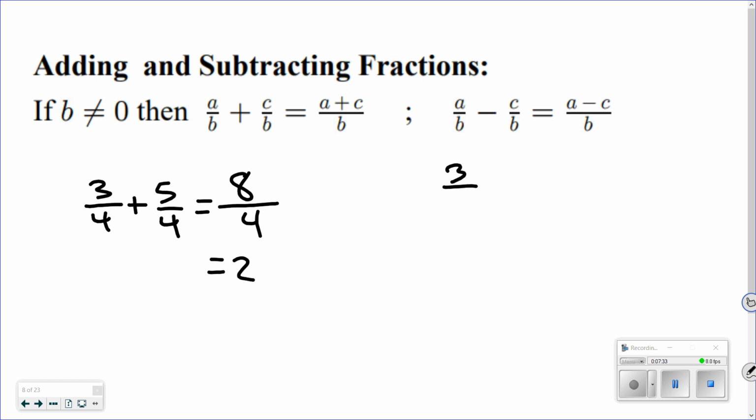With subtraction, here's one. I've got 3/7 minus 1/7. Okay, I've got a common denominator.